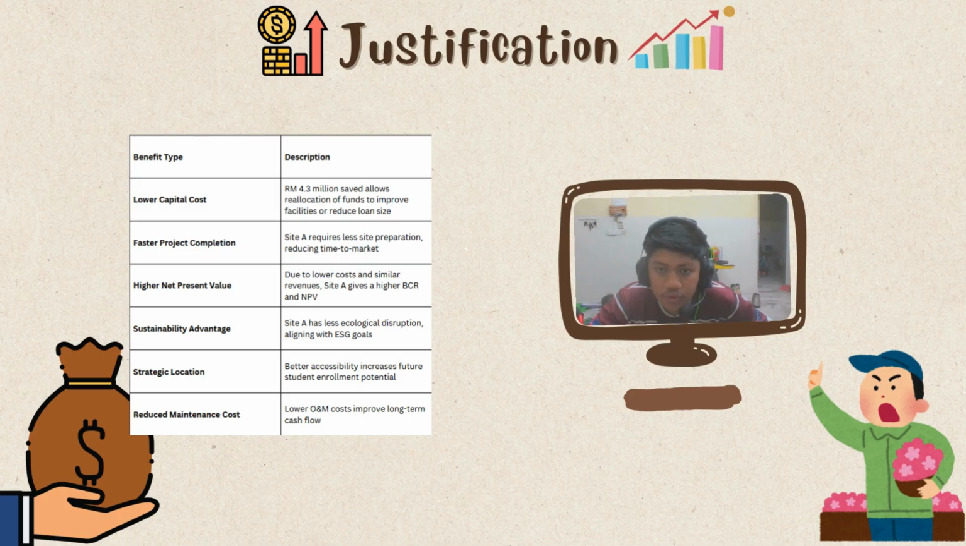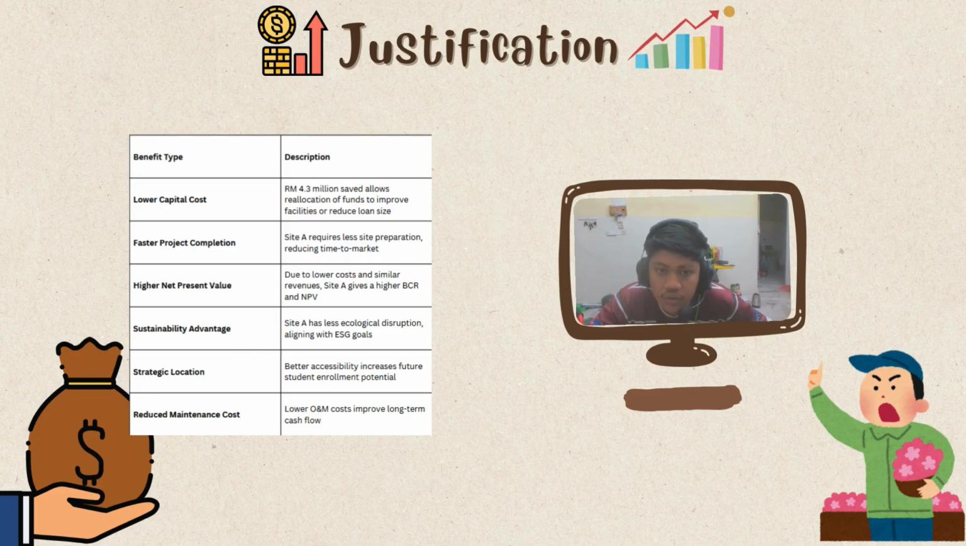Assalamualaikum warahmatullahi wabarakatuh. My name is Muhammad Izzuddin bin Zainuddin. My matrix number is DF220148 and I will continue from the BCR calculation, which is the justification. So our group decided to choose site A since it has a lower capital cost, which is 4.3 million, can save a lot of allocation of funds to improve the facility and reduce the loan size.